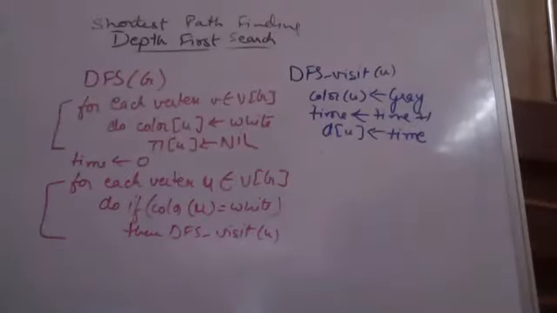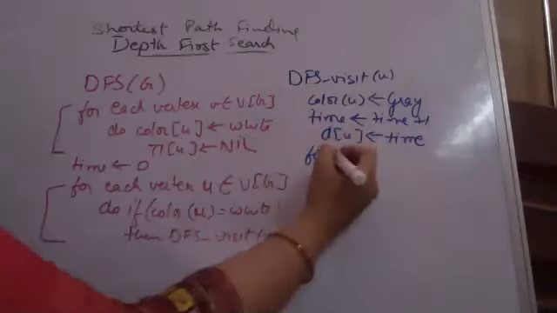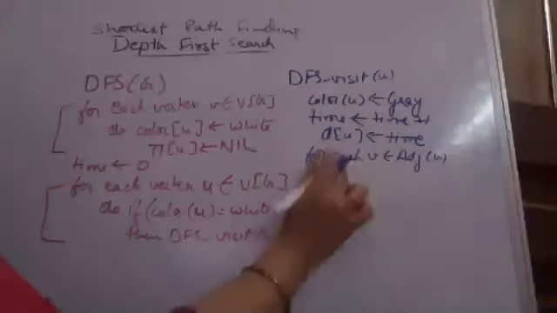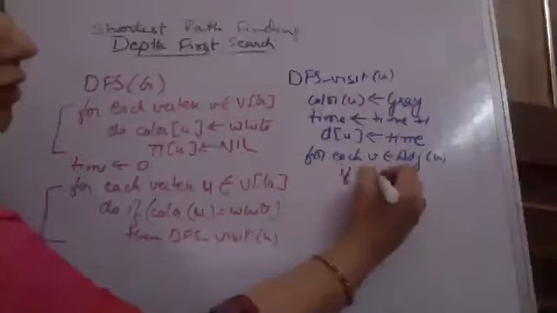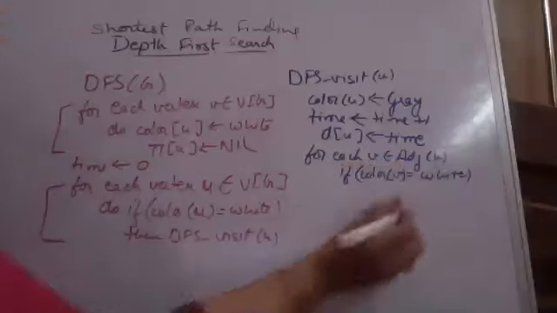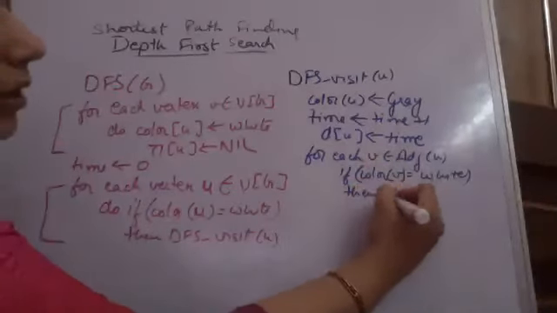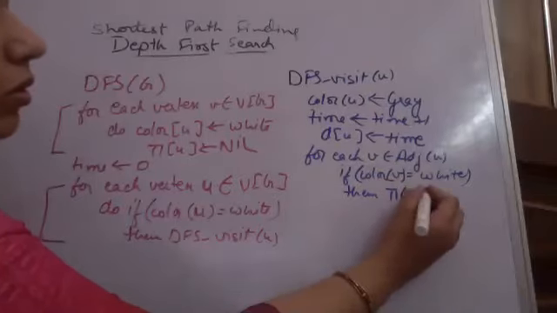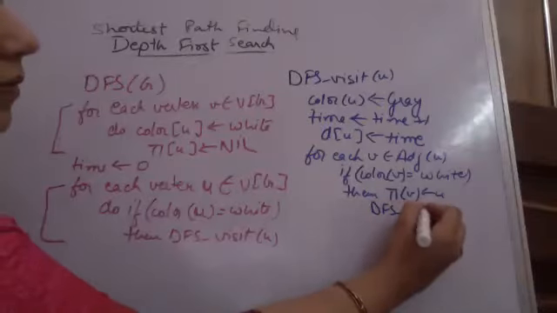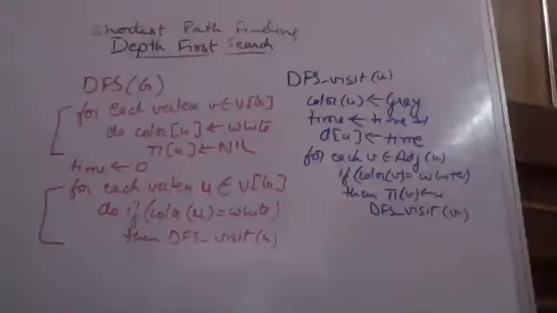After I have updated the time and set the discovery time, I have to check for each adjacent node. So for each V which is belonging to adjacent of U, what am I doing? If color of V is white, if V is not discovered yet, in that case, call DFS visit. Before calling DFS visit, just update the parent of V to be U and call DFS visit on V. This is a recursive call since it is going to be calling itself within the same function.